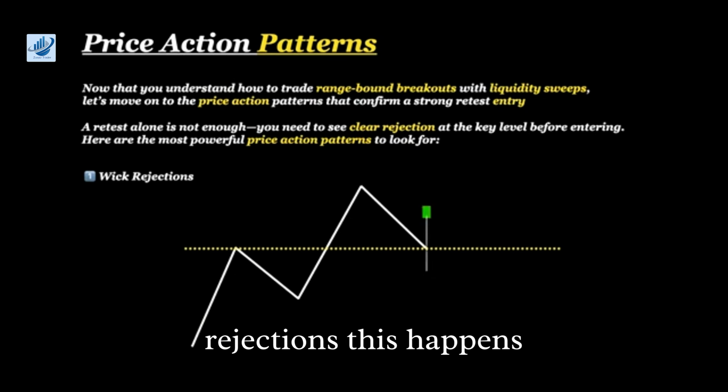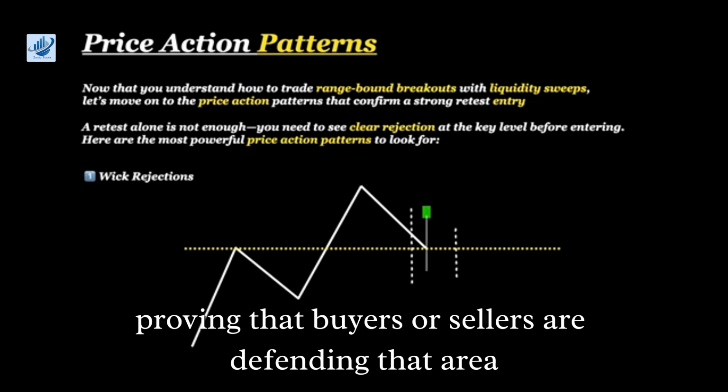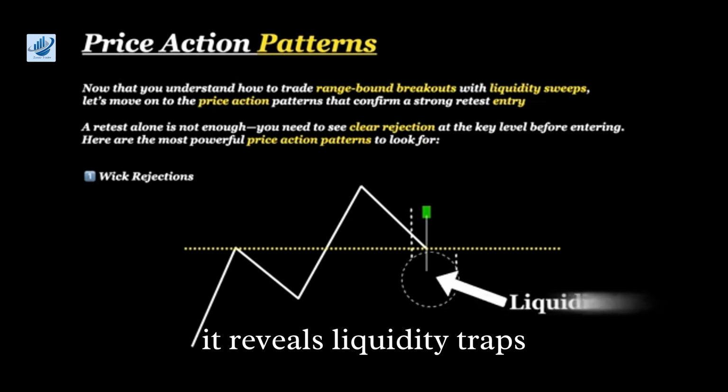This happens when the market attempts to break through a level but fails, leaving a long wick behind. Why do wick rejections matter? Wicks show rejection. The market tries to push beyond a level, but price snaps back, proving that buyers or sellers are defending that area. It reveals liquidity traps.